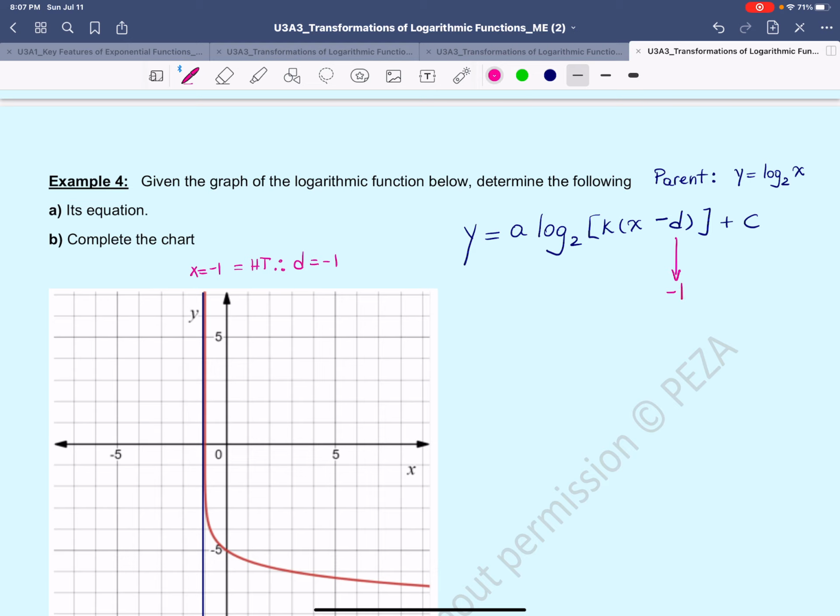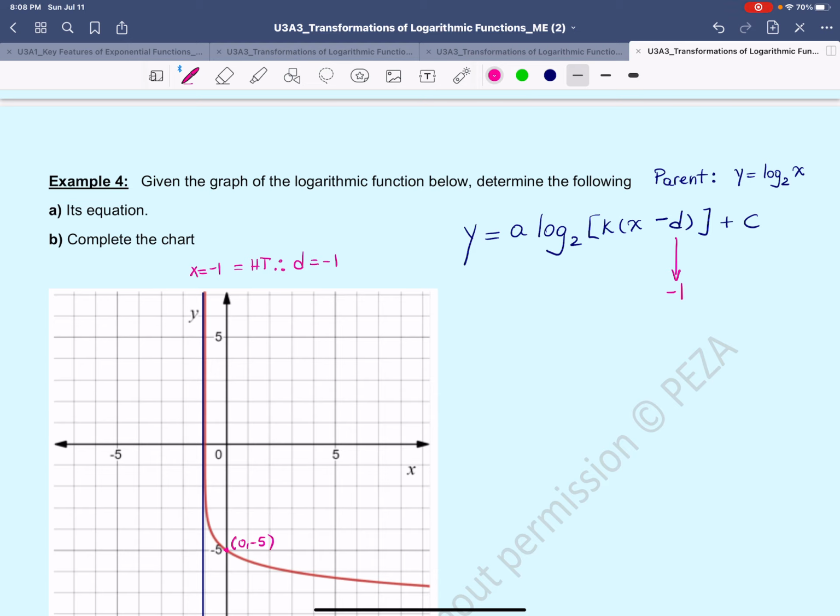The next thing that I look at is an important point. So the x-intercept of the parent function, where did it go? Remember that the x-intercept of the parent is at (1, 0). If the vertical asymptote has moved 1 unit to the left, the x-intercept must have moved 1 to the left. So I'm going to move 1 unit to the left, and then I'm going to go all the way down until I hit a point whose coordinates are easy to identify. And the point I see here is x equals 0, y equals negative 5.